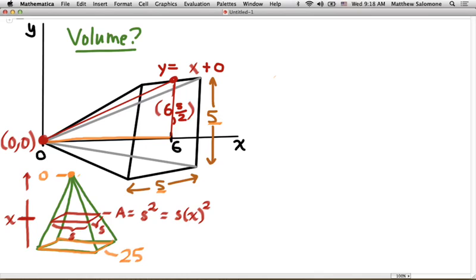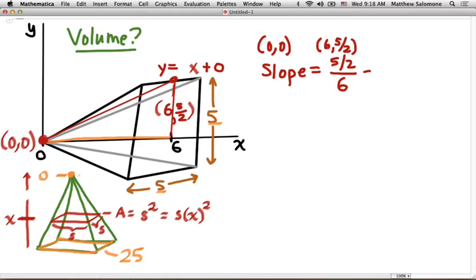If I have a line that passes through the points (0, 0) and (6, 5/2), the slope is 2.5 over 6. That's y2 minus y1, 5/2 minus 0, divided by x2 minus x1, 6 minus 0. 5/2 over 6, otherwise known as 5/12. So an equation for this top side of the pyramid is y equals 5/12 x. That's not a step that you'll always have to do. This is my sneaky way of getting us to talk about slope again.